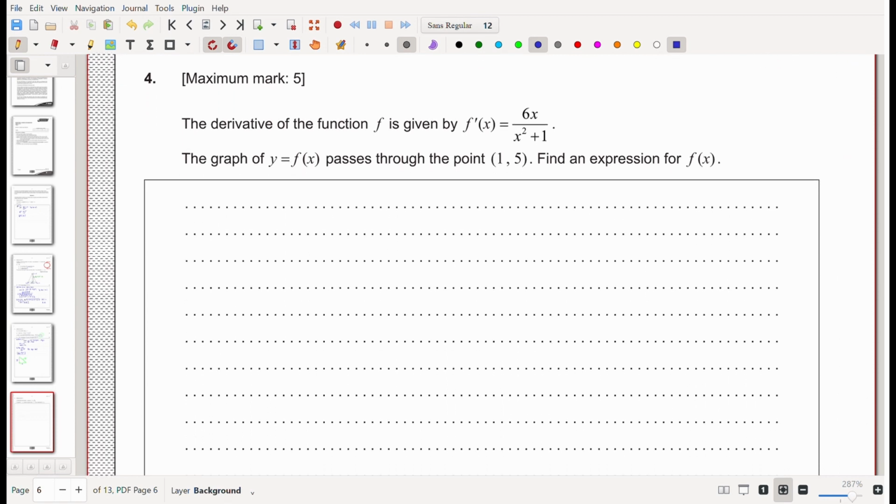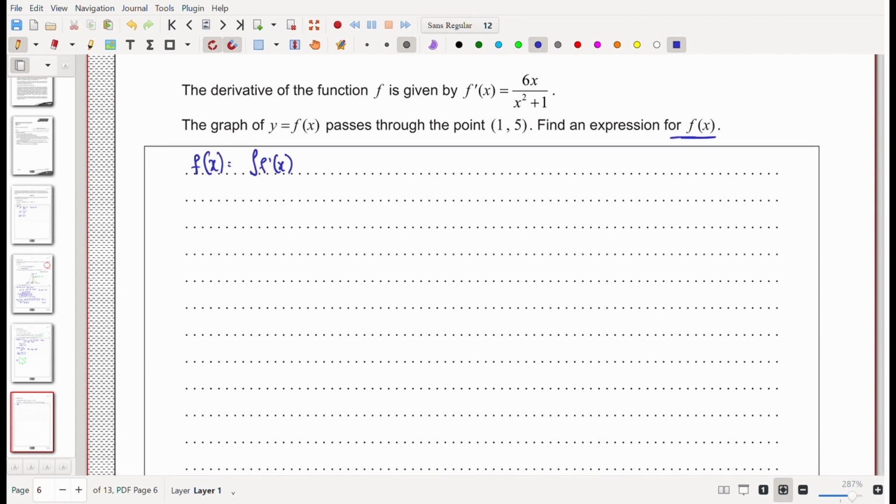Moving on to question number 4, we are given a derivative of the function and we are asked to find the value of the function. So first, let's go ahead and take f of x is equal to integral of f dash of x. That's a very common known expression, which is equal to integral of 6x by x squared plus 1.